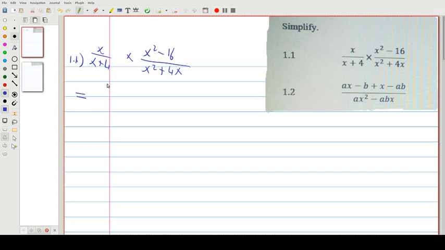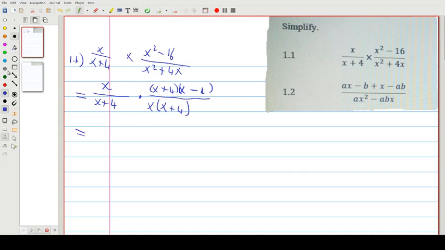This top part, x, can we factorize that? No, that's already in simplest form. Can we factorize x plus 4? No. I'm going to make a dot for times. The top part on the other side, can we factorize this? Yes. That is a difference between two squares, which means we'll have two brackets. The square root of the first term goes in the first place in each bracket, then a plus and a minus, and the square root of 16 goes in the last place. The bottom we can factorize with a common factor of x. What's left is x plus 4.